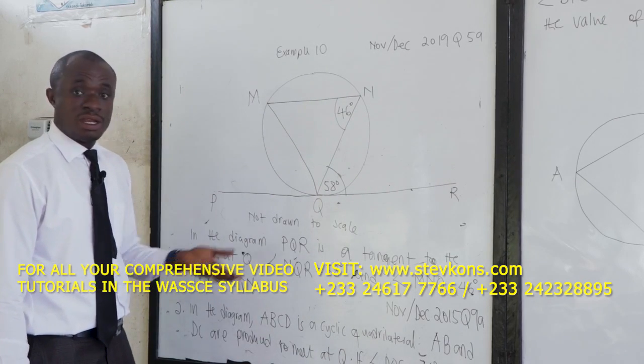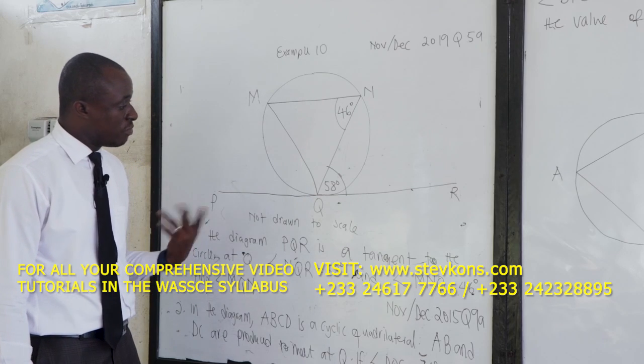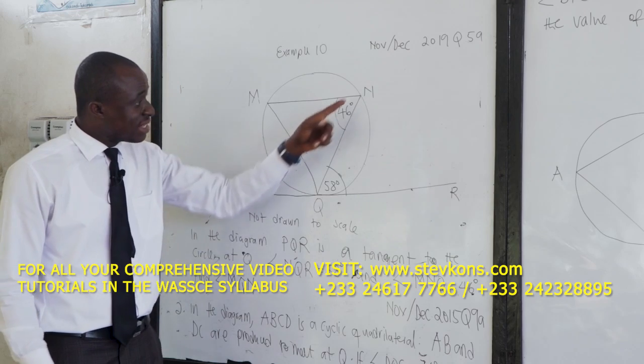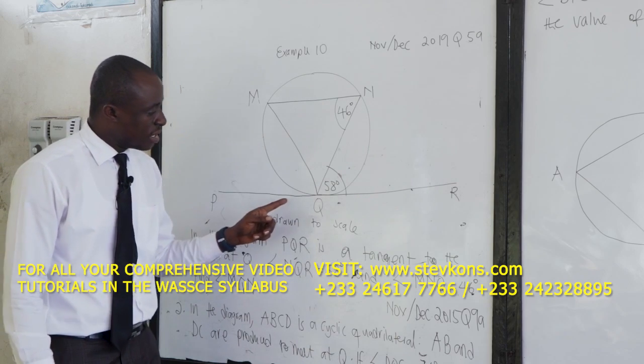Now, we have two approaches, but they lead to the same result. Why? The angle between a chord and a tangent, there's a chord and then there's a tangent.